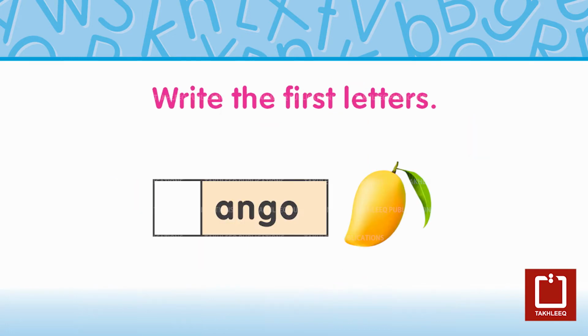Here we see the picture of a mango. Here is written dash A N G O. The first letter of mango is M. So we write here M.